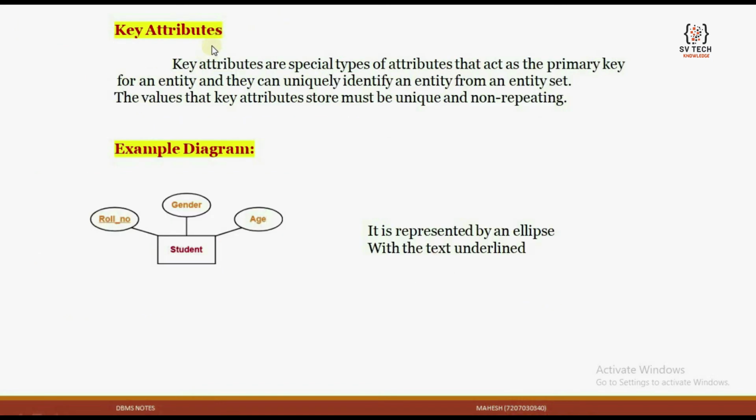Key attributes. It is also called the primary key. Key attributes are a special type of attributes that act as the primary key for an entity, and they can uniquely identify an entity from an entity set. The value that a key attribute stores must be unique and non-repetitive. Here we take student as an entity. The student roll number will be unique. It should not be repeated. It is represented by an ellipse with the text underlined. Each table must have a key attribute.